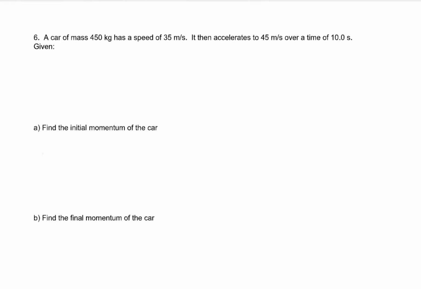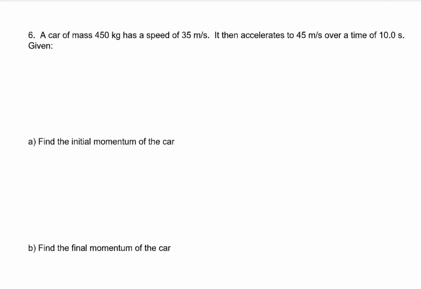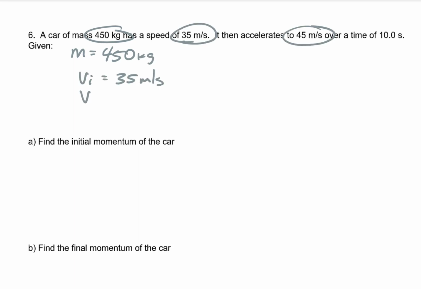We're going to go through the givens again. We have a car of mass 450 kilograms. So my first known is mass, 450 kilograms. There's an initial velocity of 35 meters per second, and it accelerates to a final speed of 45 meters per second. And all of that takes a time of 10 seconds. Those are the givens, the information I know. We've got to figure out how to use it.